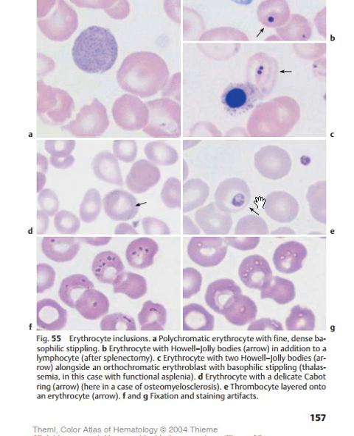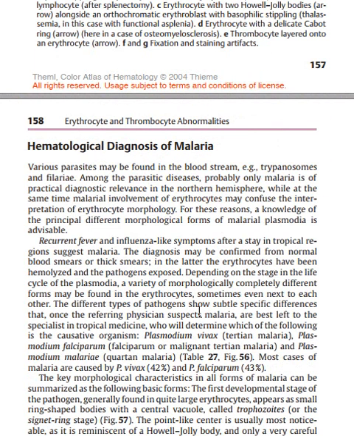Now in diagram E, you see a thrombocyte layered onto the erythrocyte. So here you have a thrombocyte and an erythrocyte together. That's another inclusion that I'm going to call. Diagram F and G, you have fixation and staining artifacts. So when you have a problem with fixation and staining, all these are the erythrocyte inclusions.